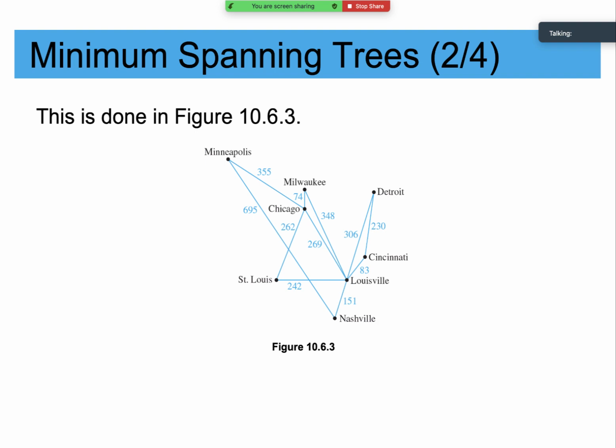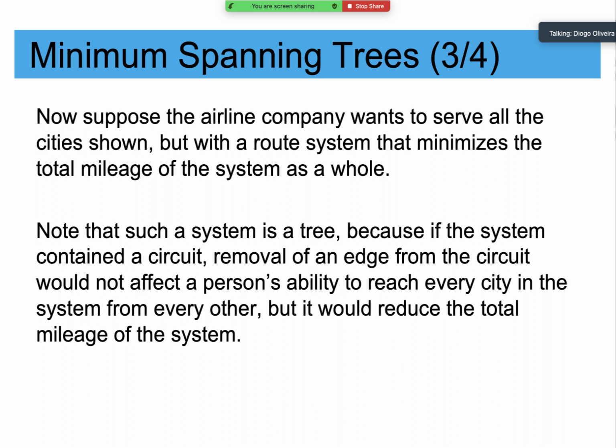So again, you have this map here, right? And here you can see the distances in miles between each of those pairs of endpoints. So for example, between Minneapolis and Chicago, we're talking about 355 miles. Between Chicago and Milwaukee, 74 miles. Between Louisville and Cincinnati, 83 miles. So you have all those distances, right? So suppose that the airline company wants to serve all the cities shown, but with a route system that minimizes the total mileage of the system as a whole.